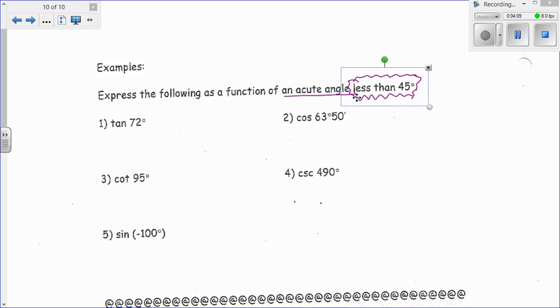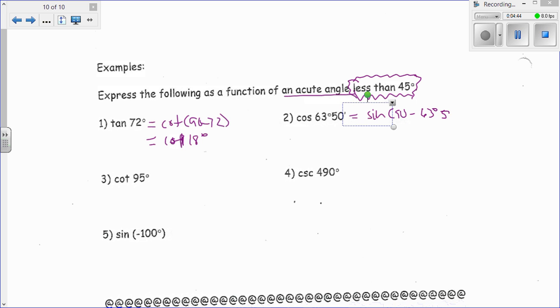So the tangent of 72 is equal to the cotangent of 90 minus 72, and that would be 18. And since I'm in quadrant 1, everything's positive in quadrant 1. I don't have to worry about changing any of my signs. The cosine of 63 degrees 50 minutes would be equal to the sine of 90 degrees minus 63 degrees 50 minutes. So that would be the sine of 26 degrees 10 minutes.